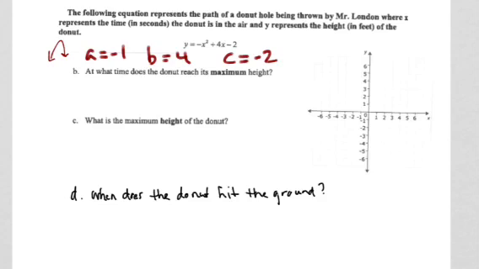All right, let's go to the questions. At what time does the donut reach its maximum height? So think about this picture over here. The maximum height would be the top, and that's the vertex. So we're going to have to find the vertex. But to find the vertex, we have to first find the axis of symmetry, which is x equals negative b over 2a. So if we do that, that's negative 4 over 2 times negative 1, which is going to get us an answer of 2. So that means the axis of symmetry is over here at 2.